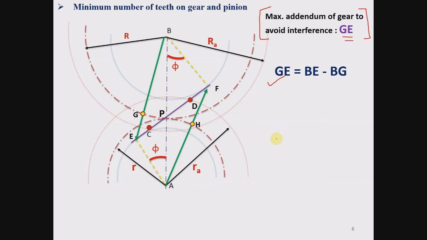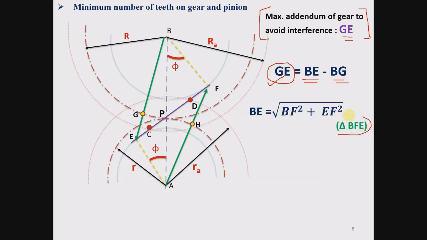Written. Now we will find out the values of BE and BG to solve this equation, to find out the maximum value of addendum of gear to avoid the interference. We will find out the value of BE and then BG. So let us go. What is BE?